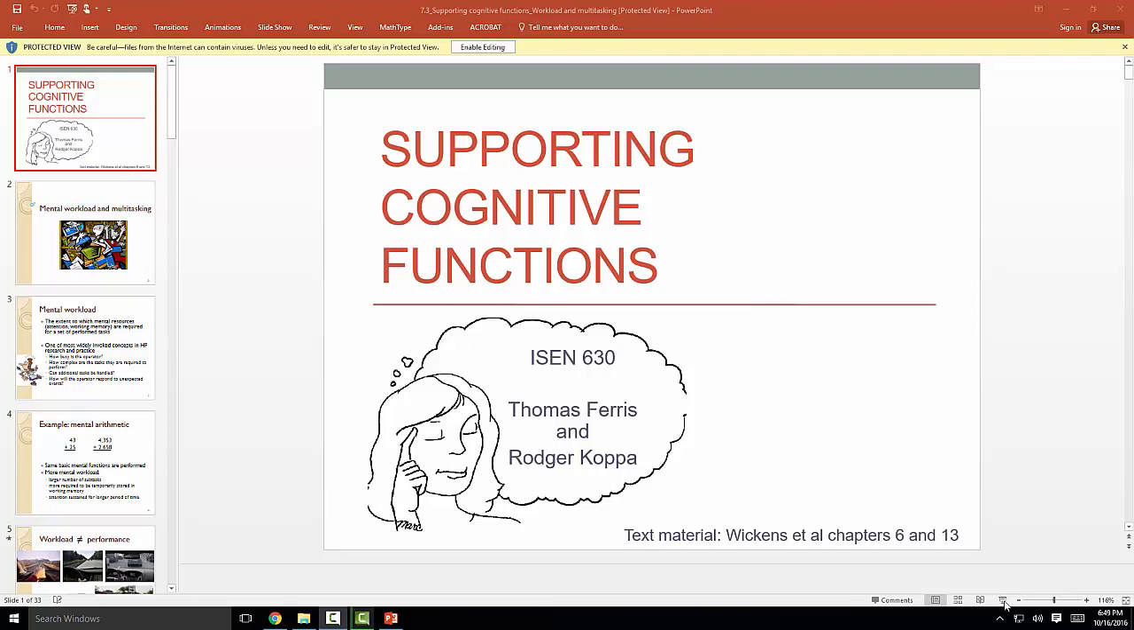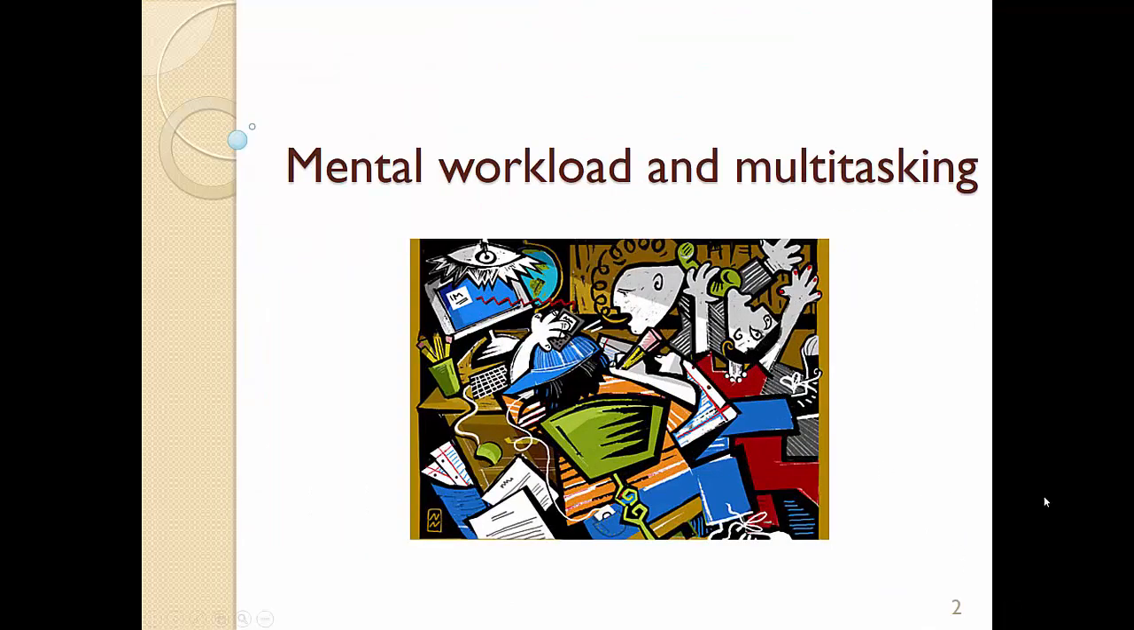All right. So on the topic of supporting cognitive functions, we have our third lesson here, which is about mental workload and multitasking. Now, in the previous two lessons, we talked about attention and we talked about memory, and I want you to think about workload, mental workload, as the need for using these precious resources, attention and memory. They're in limited supply. And so, as we are using them for various things, as we need them for various things, that's how I want you to think of workload.